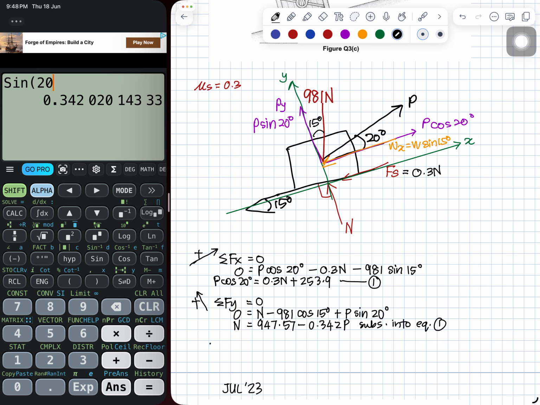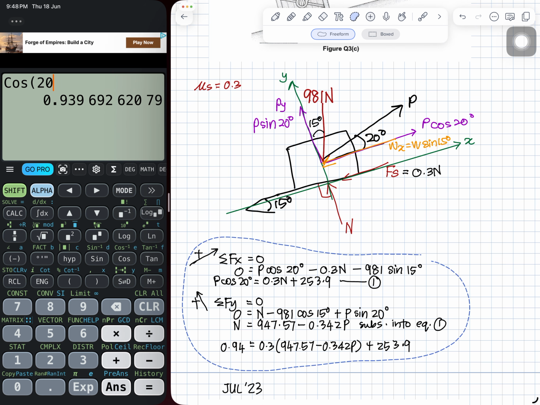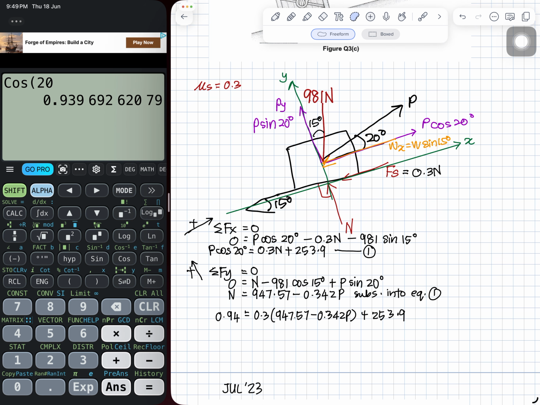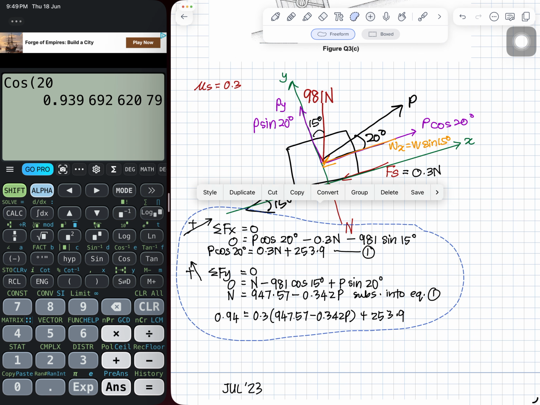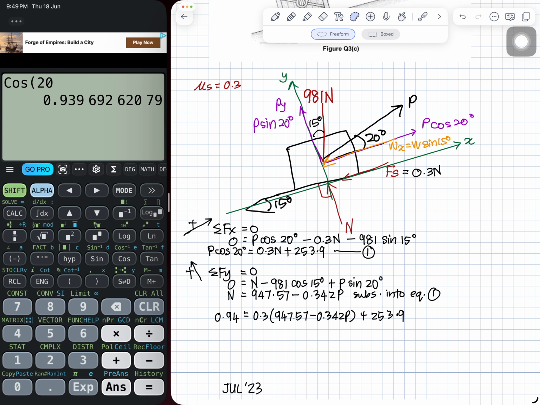So we got P cos 20, which is 0.94 P, equals 0.3 N, which is 0.3 times 947.57 minus 0.342 P, plus 253.9. So we can solve this equation to get the value of P.